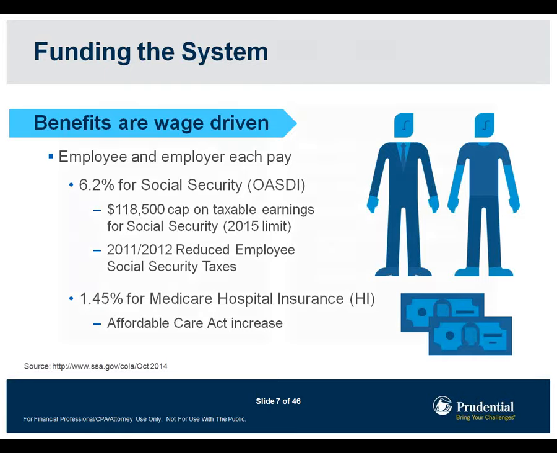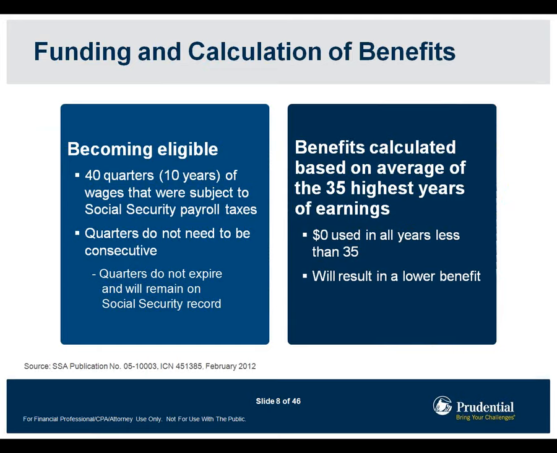Now, you become entitled to benefits as soon as you have 40 quarters of earnings. That's 10 years, and they don't have to be consecutive. You are credited with a quarter once you have earnings of $1,220. So once you have earnings in a given year of $4,880, even if you have all those earnings in 1 week, you will be credited with 4 quarters.